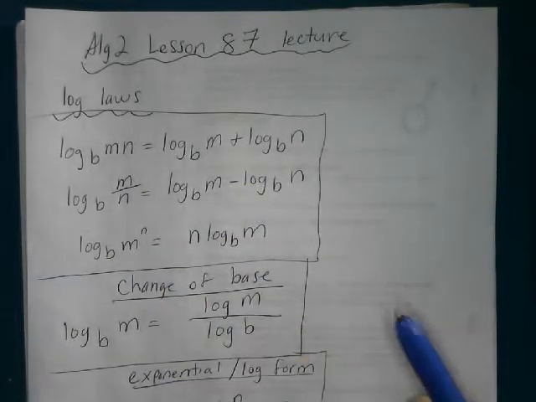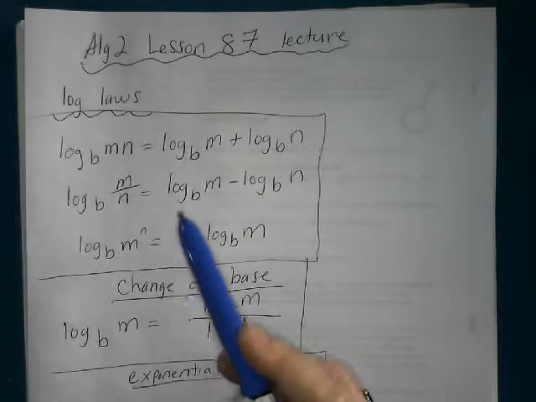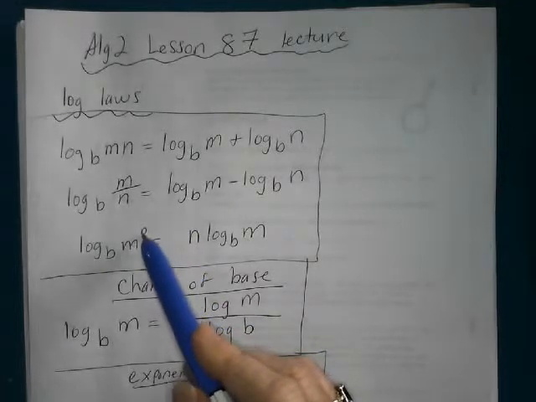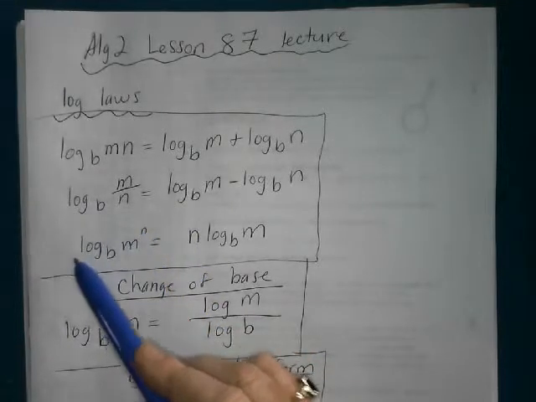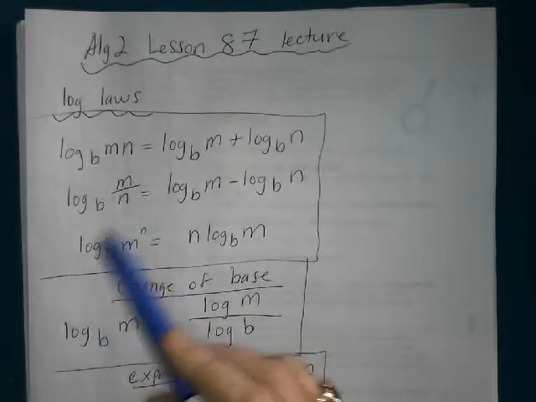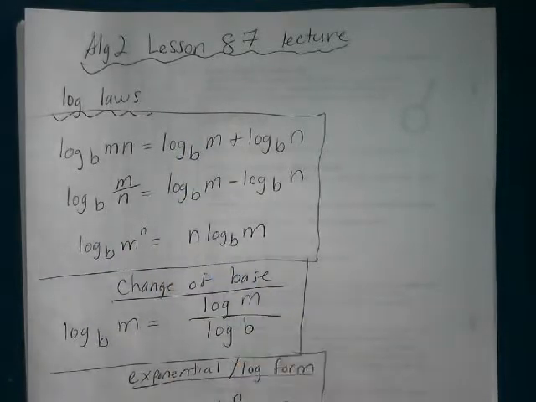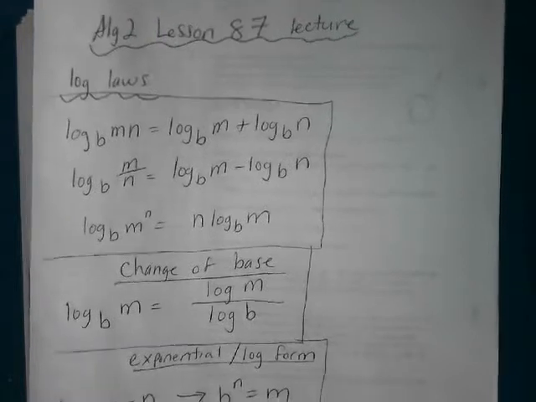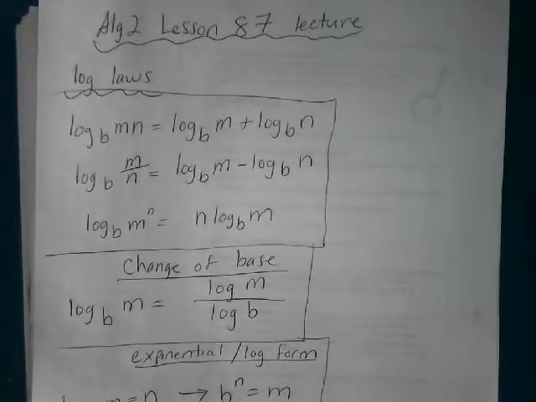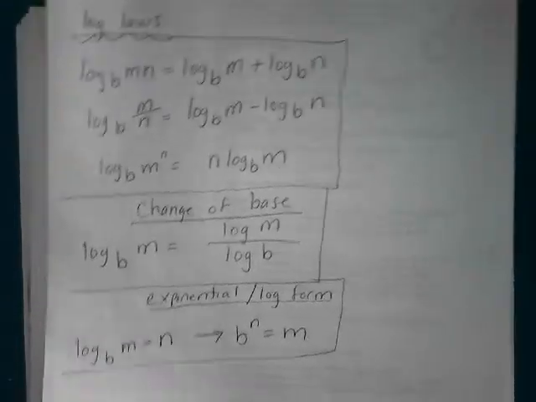And then this one is the power rule. It says that you can take the exponent n and bring it down out front. So we've been working with these already, so I'm just reminding you of what they are. You should have them in a formula sheet somewhere if you don't have them memorized.